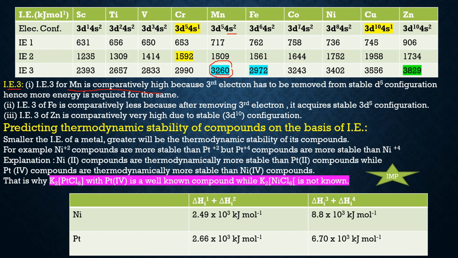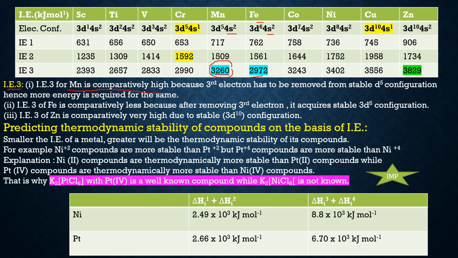Now coming to the next, that is iron, its ionization enthalpy is comparatively very low. Now what is the reason? After removing two electrons, it has d6 configuration. Now in d6 configuration, if we remove an electron, then it is converted into the stable d5 configuration. So this electron is easily removed, hence the ionization enthalpy is less in case of iron.